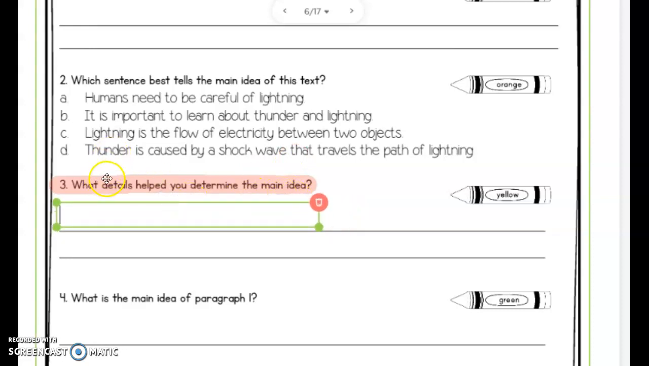When I am asking this question, what details help you determine the main idea? Details is a synonym for facts. So what facts help you determine the main idea?